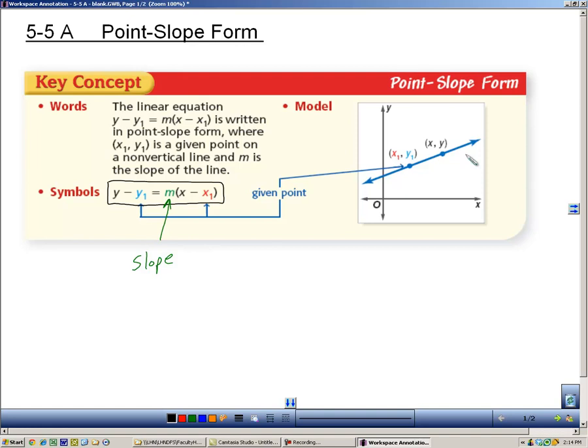Notice that in the slope-intercept form, we always were talking about where the line touched the y-axis, the y-intercept. Well, this is a case where we don't have that point, we have some other point, and we can plug it into the point slope form.